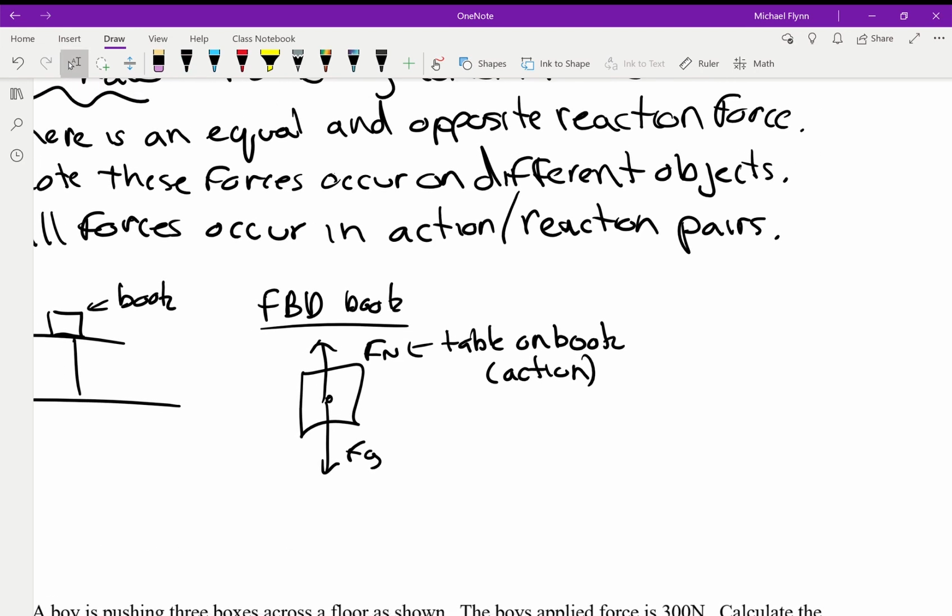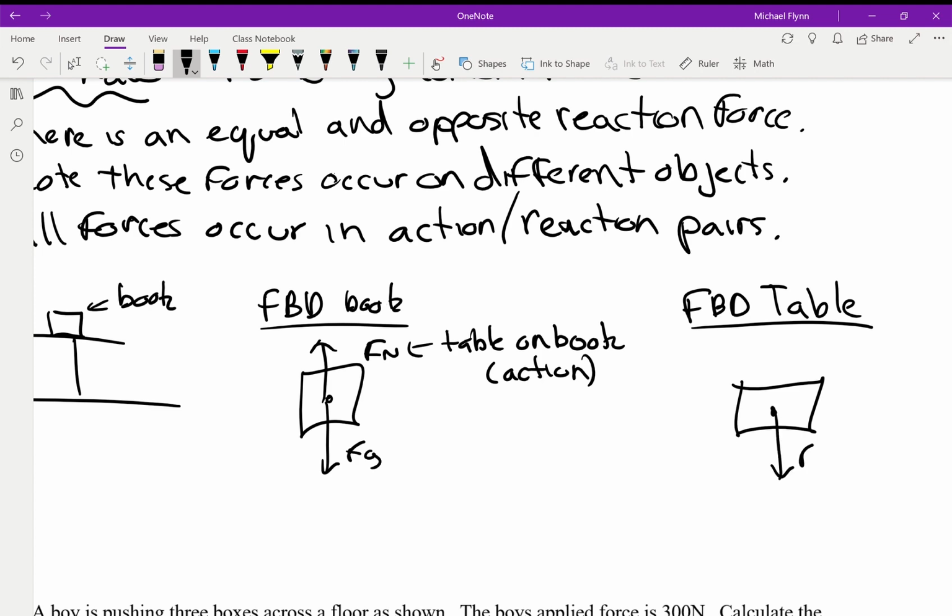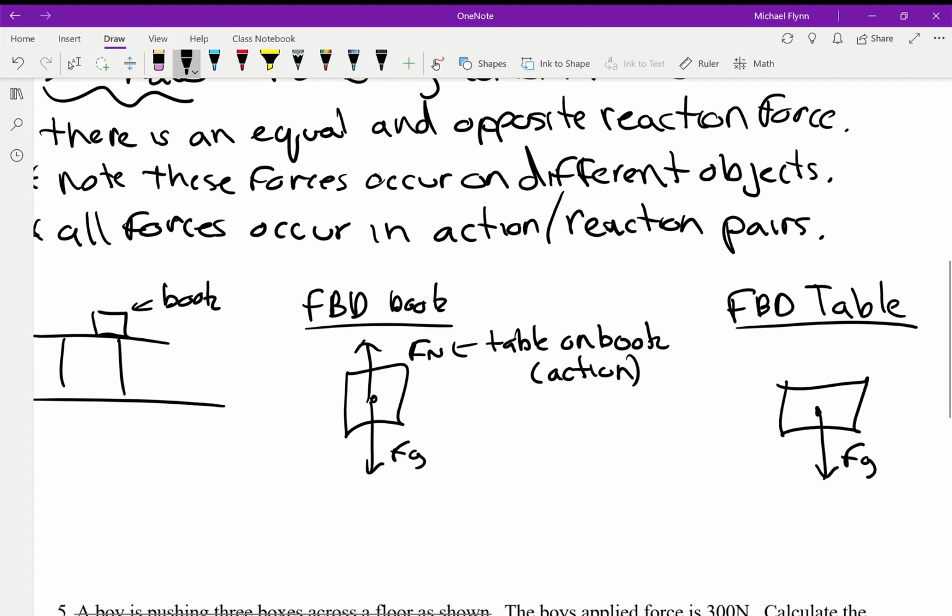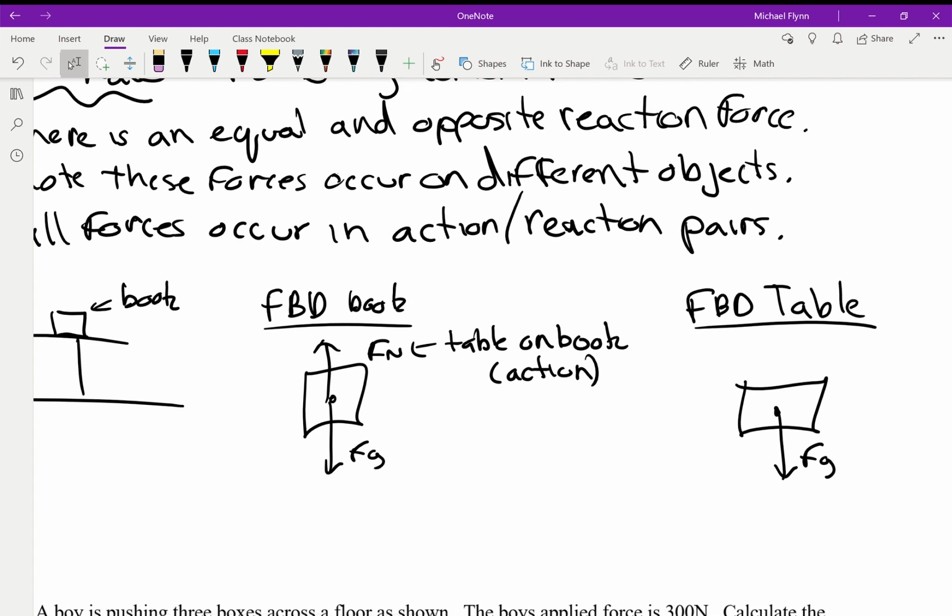Now if I draw a free body diagram of the table, well, the table is on the floor. So this is kind of an interesting diagram. Let's see how good you are at figuring this out. The table has a force of gravity on it too. But there are actually 2 other forces acting on the table. One of them is its own normal force because it's touching the floor. So the floor is exerting a force on the table, upwards, which balances in part the force of gravity.